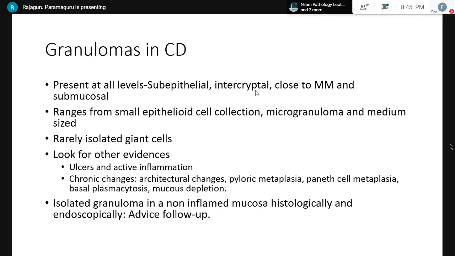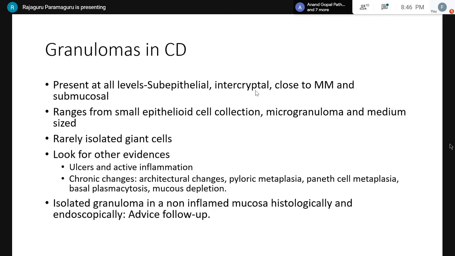So if there is an isolated granuloma in non-inflamed mucosa, if you get a biopsy from the terminal ileum and there is a single granuloma and the mucosa is absolutely fine, it is not right to give a diagnosis of Crohn's disease. Instead, you can just describe the changes seen and advise follow-up and repeat biopsy, because the granuloma may be due to any other cause, which I'll be discussing later.